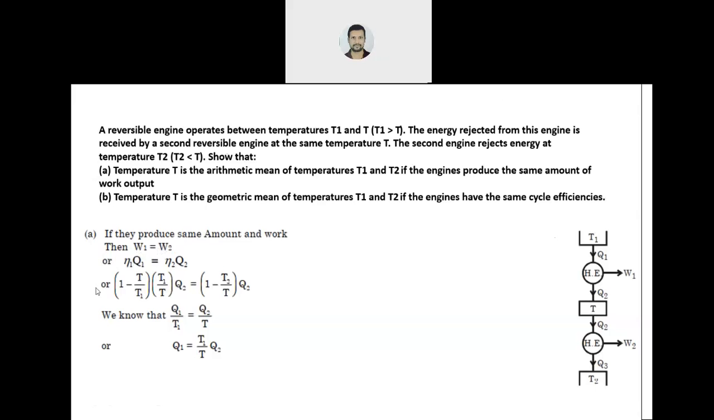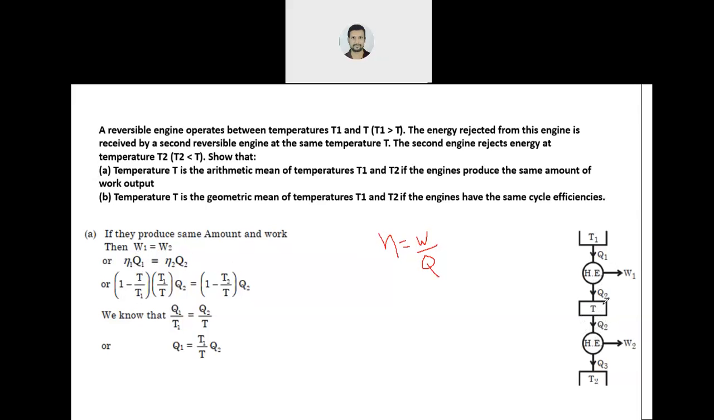So what is the W? How can you write W in terms of efficiency? Efficiency is nothing but W by Q. Now for the first engine, work will be eta 1 into Q1. Q1 is the heat rate. For the second engine, eta 2 into Q2. Q2 is the heat rate in the second case. So eta 1 into Q1 equals eta 2 into Q2. What is eta?